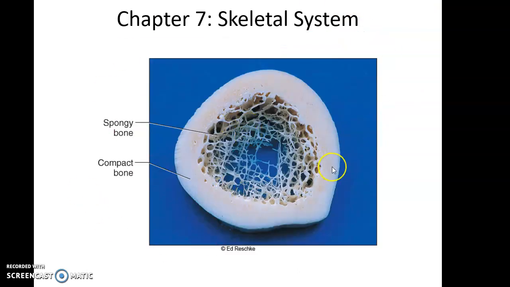Here is just a cross-section of the diaphysis of a long bone. Again, on toward the surface, superficial, is the dense compact bone. Internal, deeper, is the spongy bone.